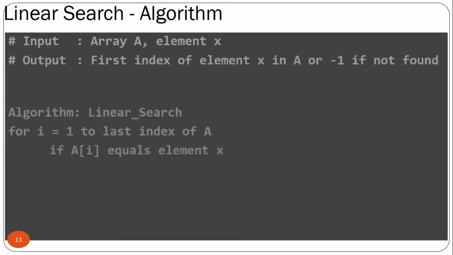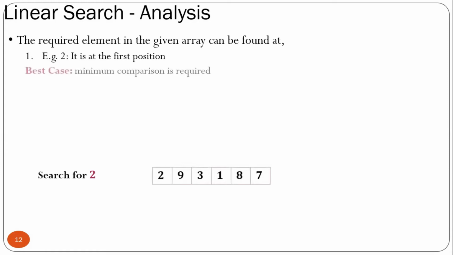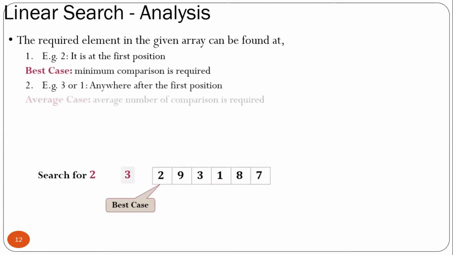Algorithm linear search. For I equal to 1 to last index, we have to traverse each and every element of the array, right from the starting index to the last index. Then if A[I], the element at index I of A, equals the element which we want to find, then it will return I, else return -1. -1 stands for not found. So this is the linear search.